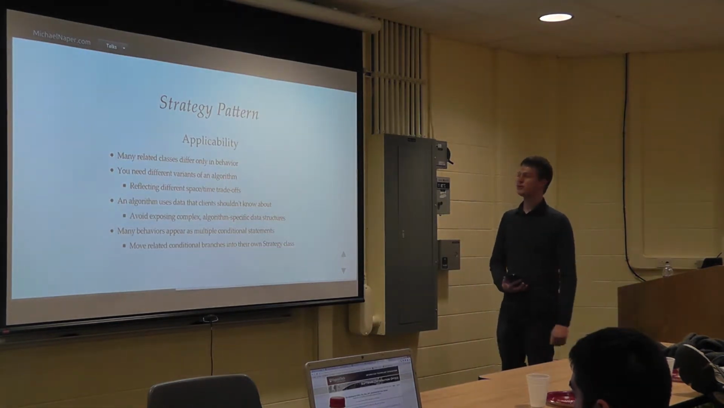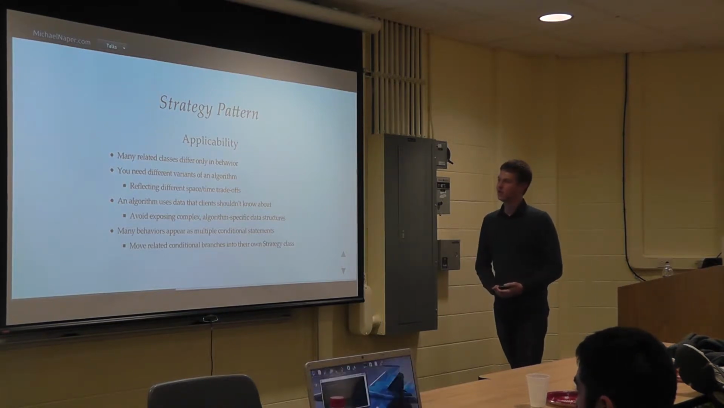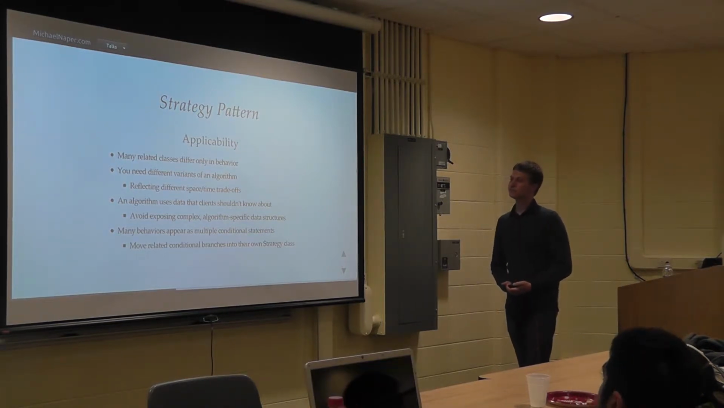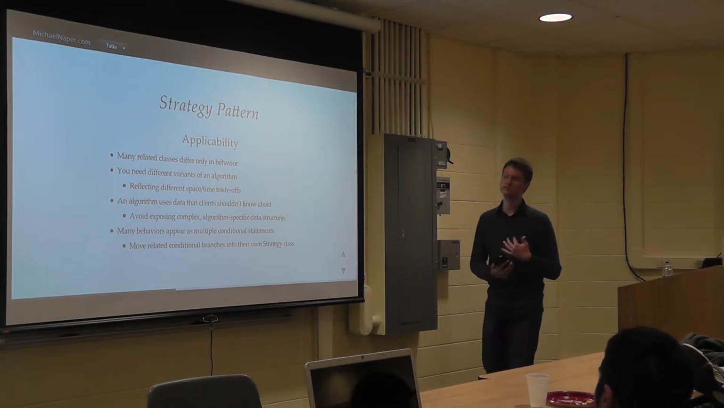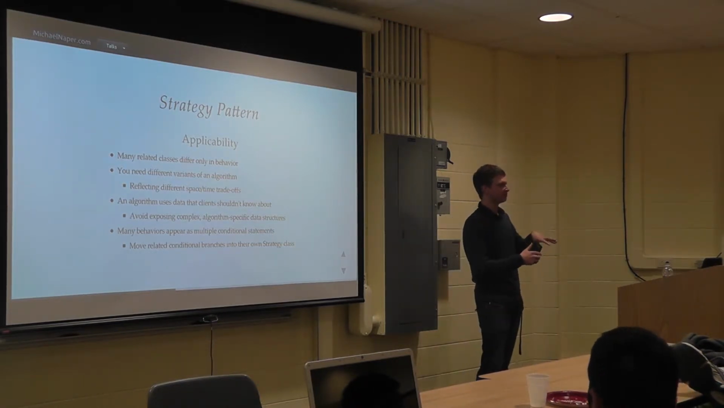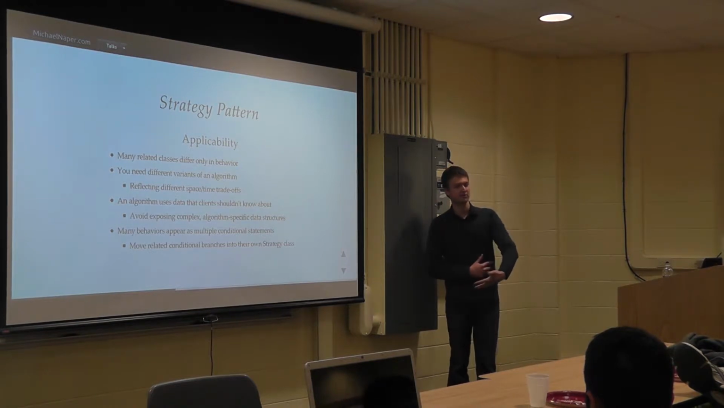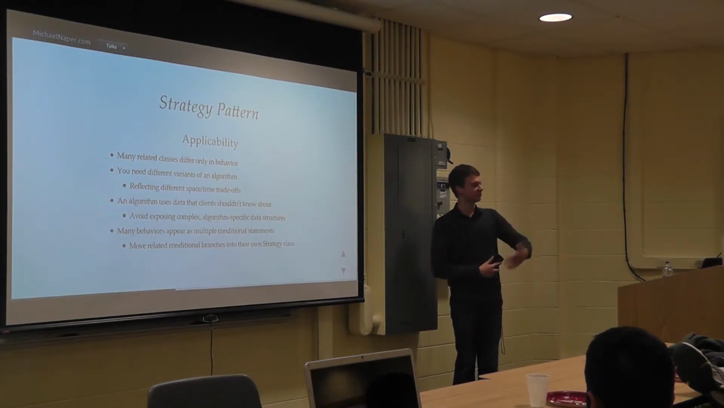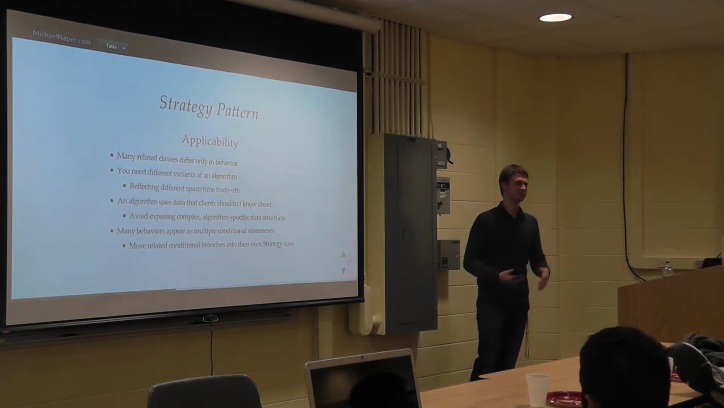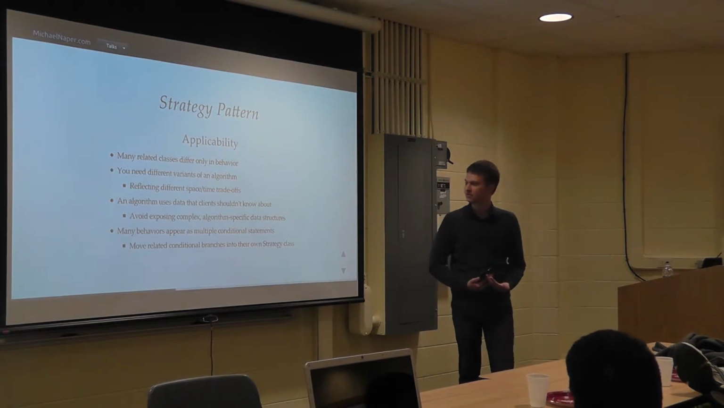And then applicability. Again, many related classes differ only in behavior. Different variants of an algorithm reflecting different space-time trade-offs is an example. So let's say you have some sort of program where you know there's a lot of time that you could use, so it's not a problem. But let's say time is an issue, but space isn't. Then you can swap out algorithms for a different one that's more space-dependent. So based on the situation with your client, you can swap algorithms in and out.